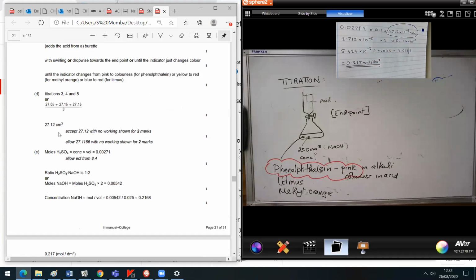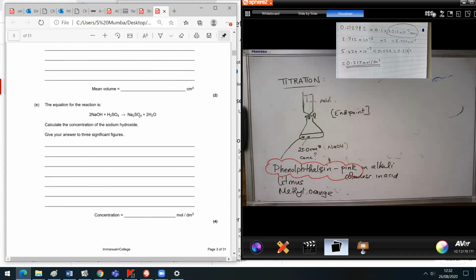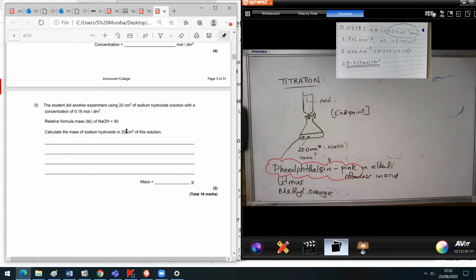And you got your value of 27.12. Again, good stuff. No problems there. I think the last part, what's the last part asking? Ah, F. The student did another experiment using 20 centimeters cubed of sodium hydroxide with a concentration of 0.18 moles per decimeters cubed. Relative formula mass of NaOH equals 40. Calculate the mass of sodium hydroxide in 20 centimeters cubed of this solution.